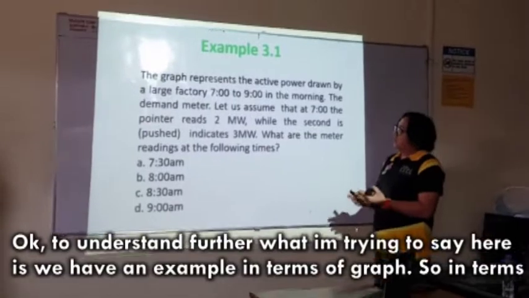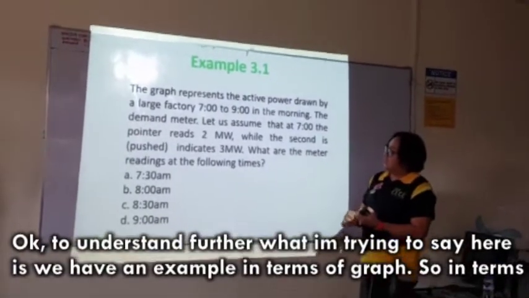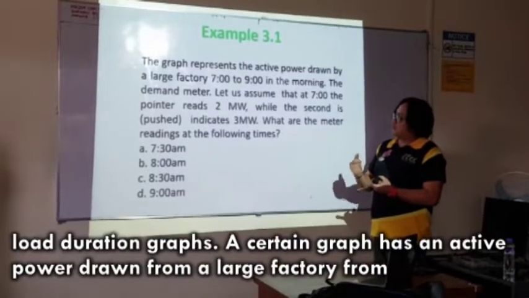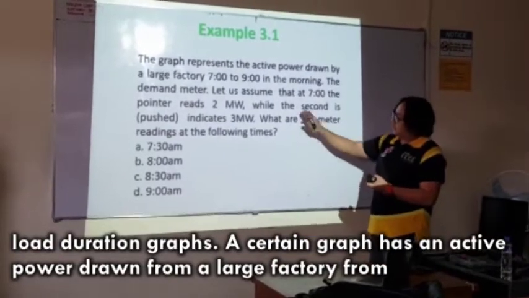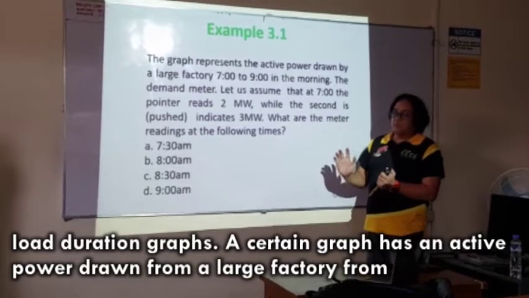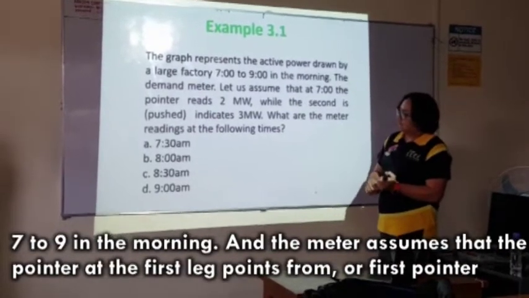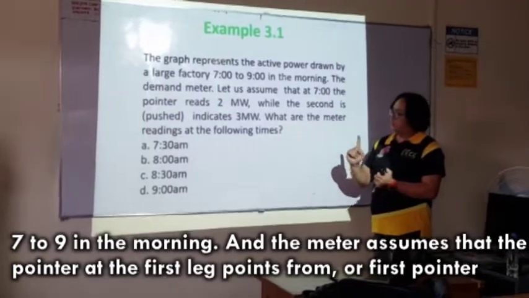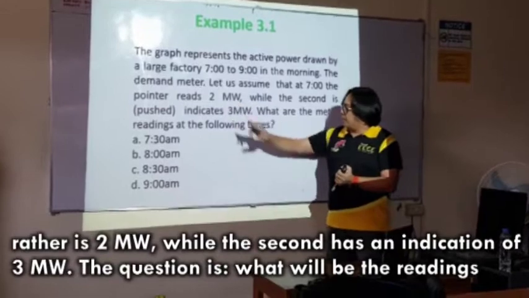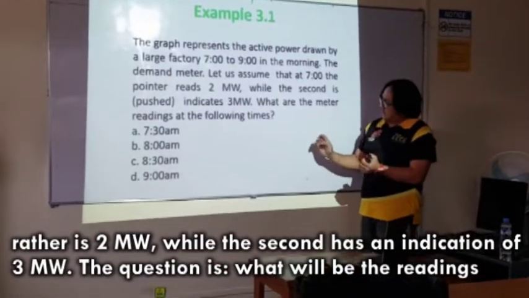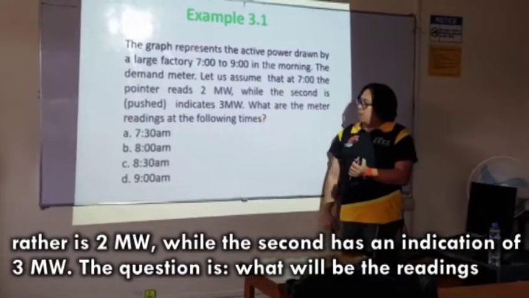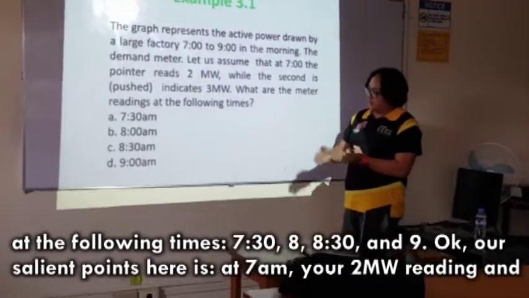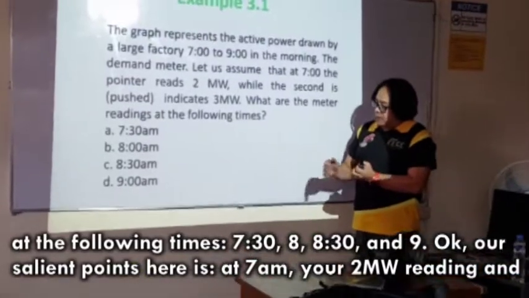To understand further, we have an example in terms of a graph. In terms of load duration graphs, in terms of a bar graph, a certain graph has an active power drawn from a large factory from 7 to 9 in the morning. The meter assumes that the first pointer is 2 megawatts, while the second has an indication of 3 megawatts. Now the question is, what will be the readings at the following times: 7:30, 8, 8:30, and 9?